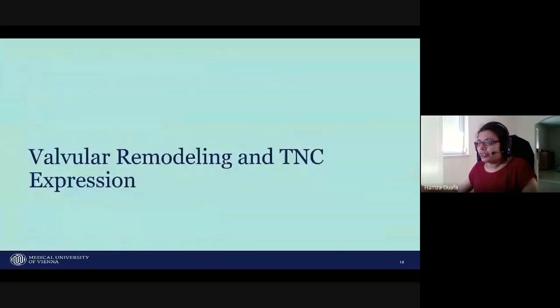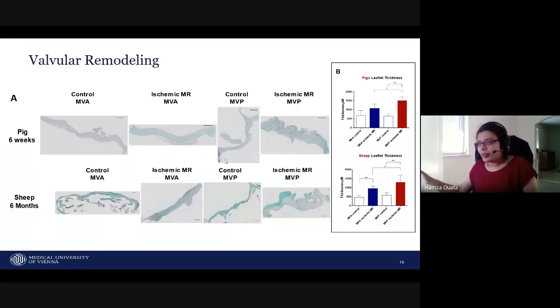So that was the first part of our experiment. The second part was to look into the really interesting part now, the valvular remodeling and the Tenascin-C expression. We explanted the heart, we harvested the valves, and we looked into their thickness. You can see already here that the posterior leaflet thickness was significantly higher compared to the controls, but also to the anterior leaflet in the diseased animals.